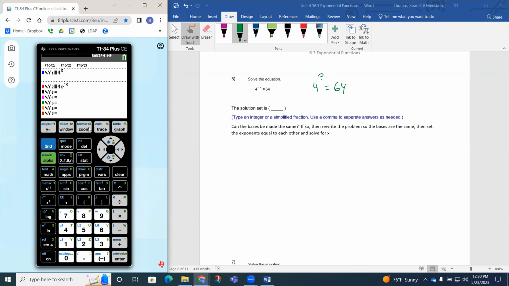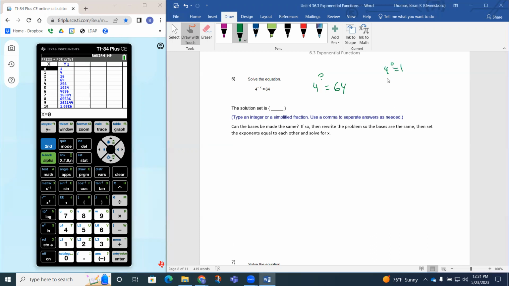If I go to the table, 4 to the 0 would have been 1. 4 to the power 1 would be 4. 4 to the power 2 would be 16. 4 to the power 3 would be 64. So notice how 64 is the same thing as 4 to the third.